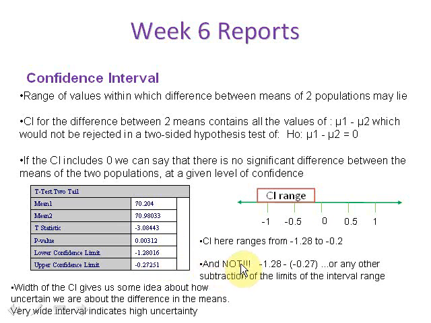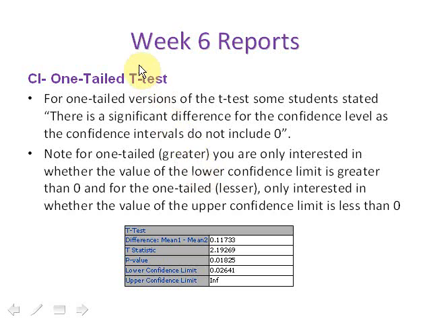Okay. You don't subtract the upper and the lower confidence limits to find a different value, the sort of width of the range. What's important are the boundaries that are set on the range, and it gives us some idea about how uncertain we are about the differences in the means. Obviously, the wider this gets, the more uncertain we are about what the actual value of the difference is.